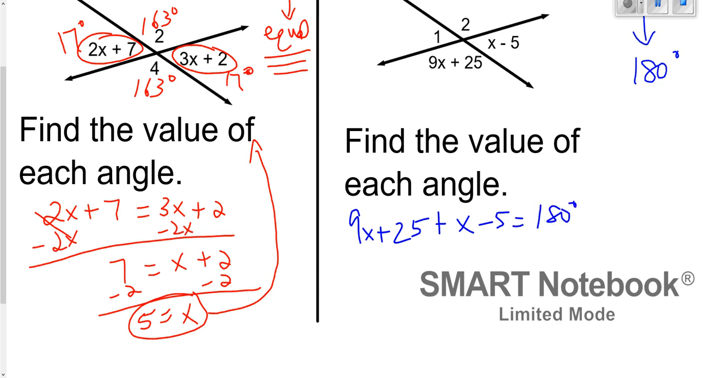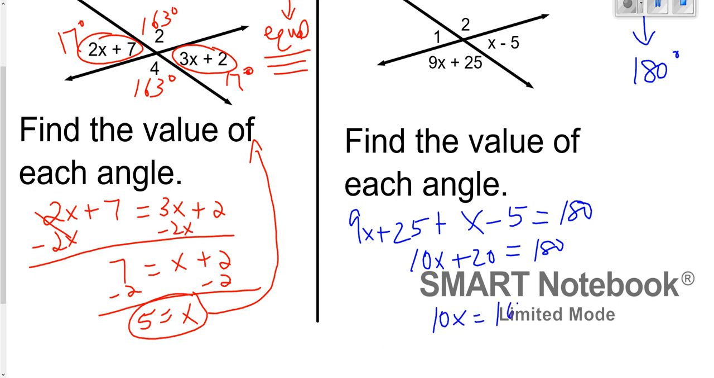I don't need the degree symbol. Sorry about that. So now this, again, combine like terms. 9x plus x is 10x. 25 minus 5 is plus 20. Bring down the equals 180. Minus 20 from both sides. 10x equals 160. Divide by 10. X equals 16.